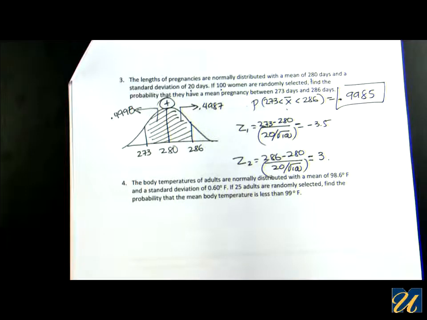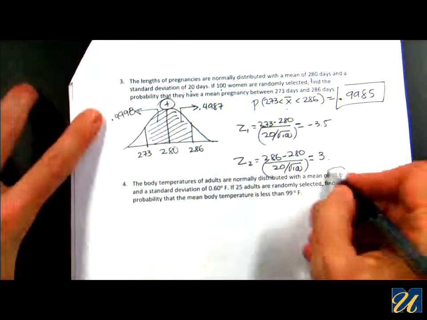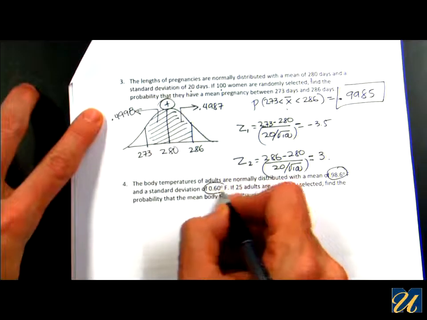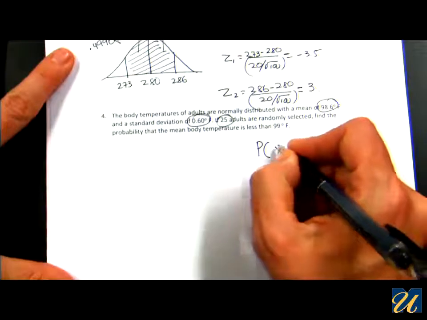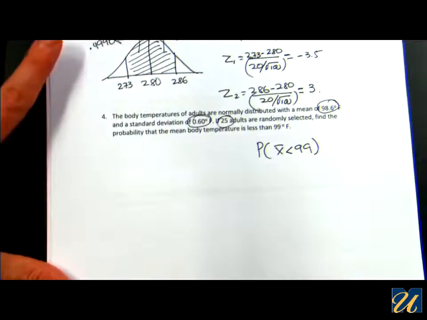Now, problem number 4. The body temperature of adults is normally distributed with a mean, this is your mu, of 98.6, standard deviation sigma of 0.6, and n is equal to 25. Find the probability that the mean body temperature is less than 99 degrees Fahrenheit.